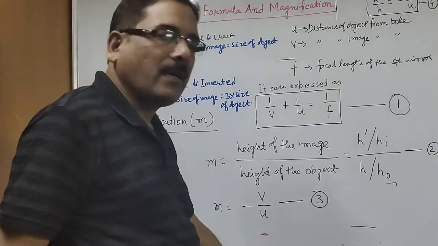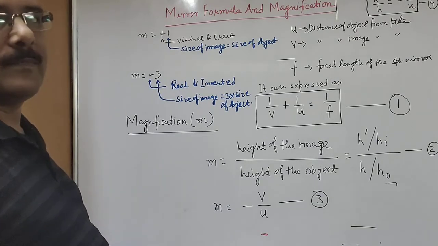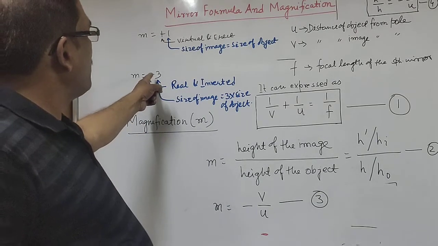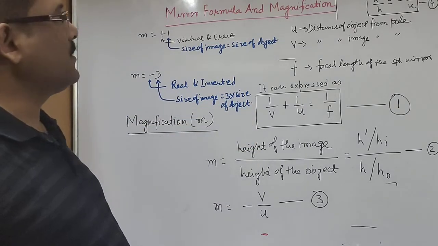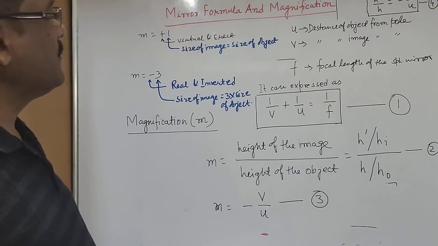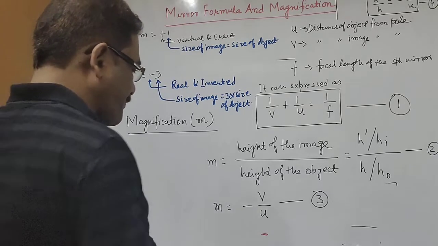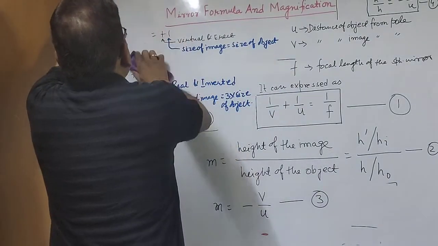So I think it is clear to you now what the plus sign and minus sign indicate, isn't it? If it is -1, then you can write size of image is equal to size of object. So these are very important terms, very important formula. Now we will discuss some of the numericals.